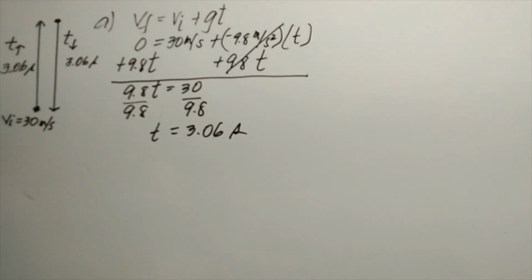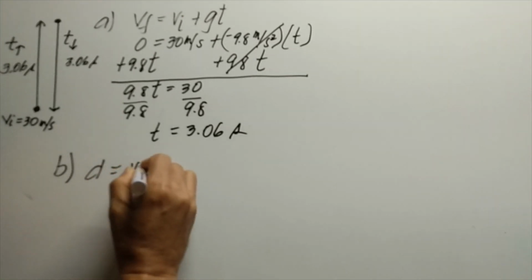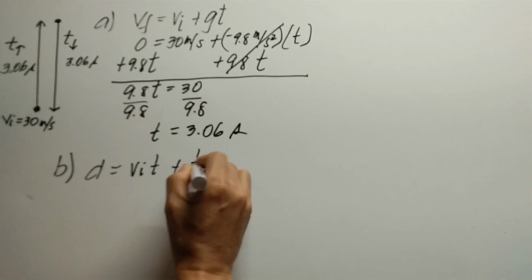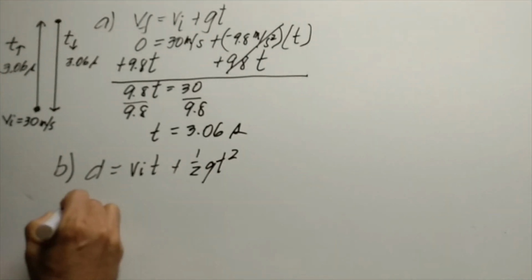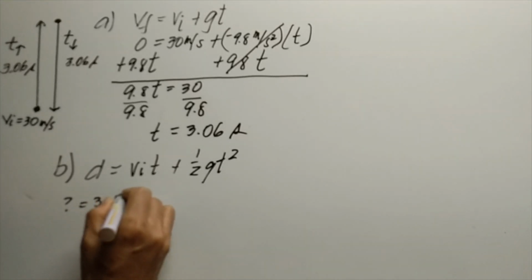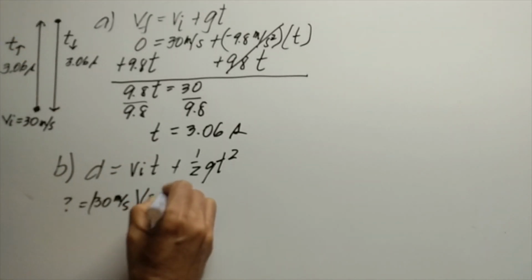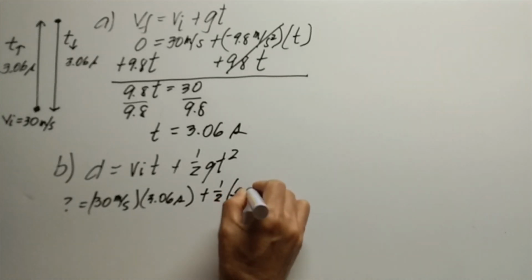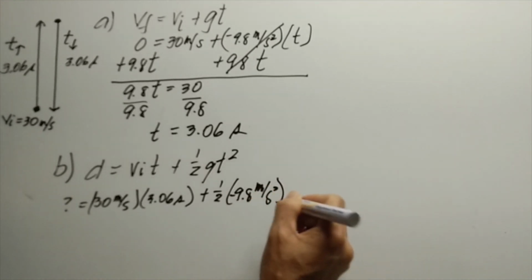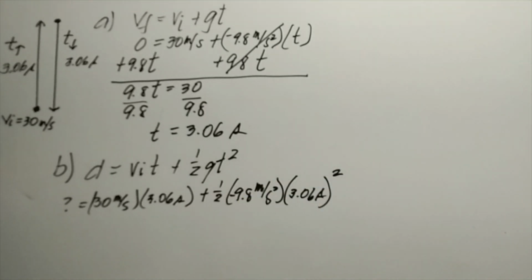So, we are going to use the formula for letter B. d is equal to Vi t plus 1/2 g t squared. Wherein we will now substitute all the given information to the formula. So this will be the unknown, 30 meters per second times the time of flight upward, which is 3.06 seconds, plus 1/2 times negative 9.8 meters per second squared times 3.06 seconds squared.